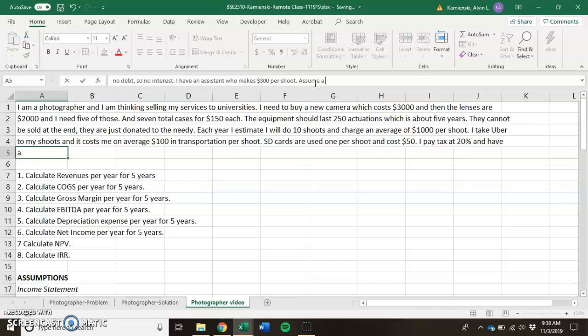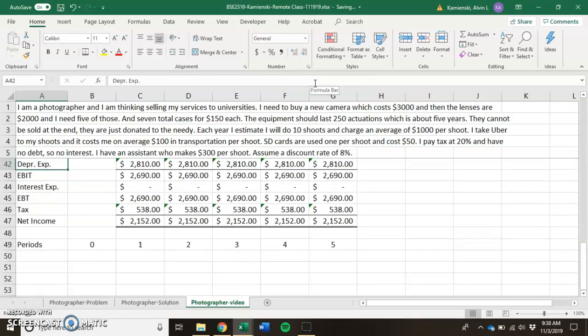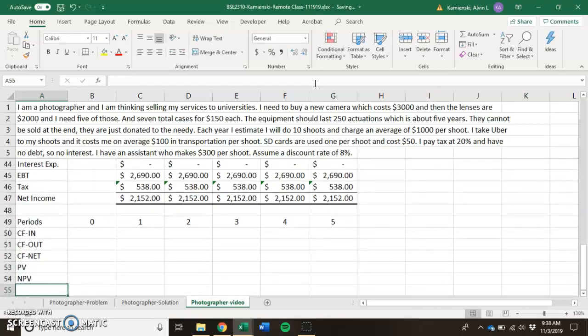Assume a discount rate of 8. And this will let me complete my NPV model. So the cash flows in, then the cash flows out, gives me the cash flows net, for which I'll calculate my PV, my NPV, and my IRR.